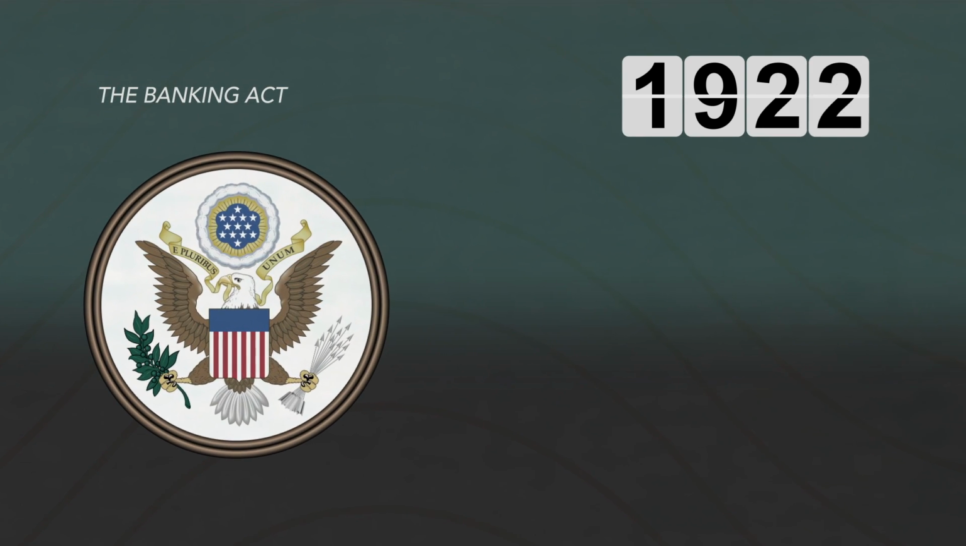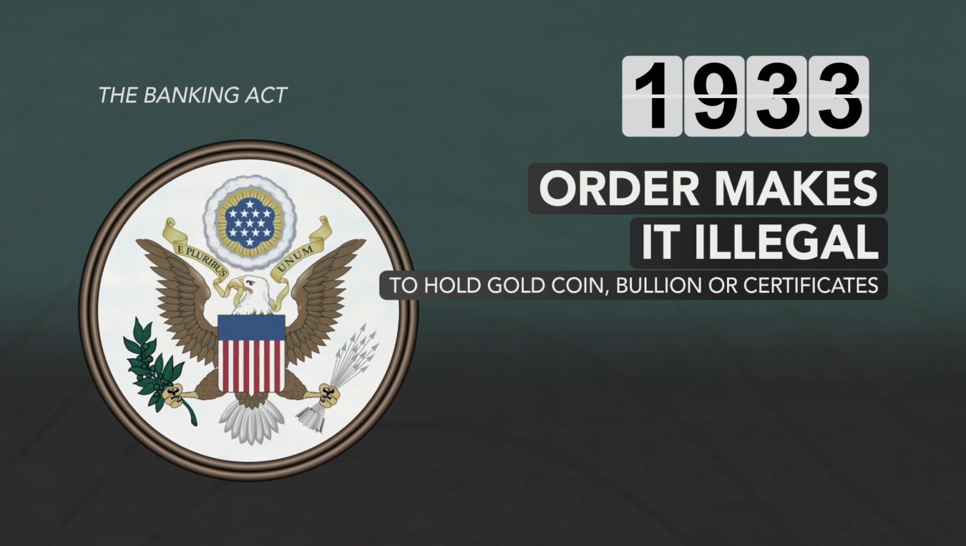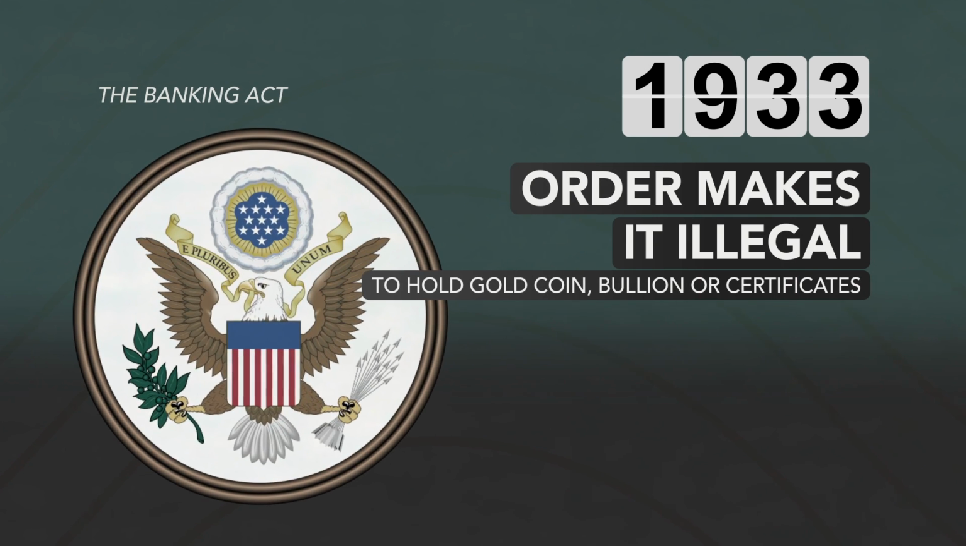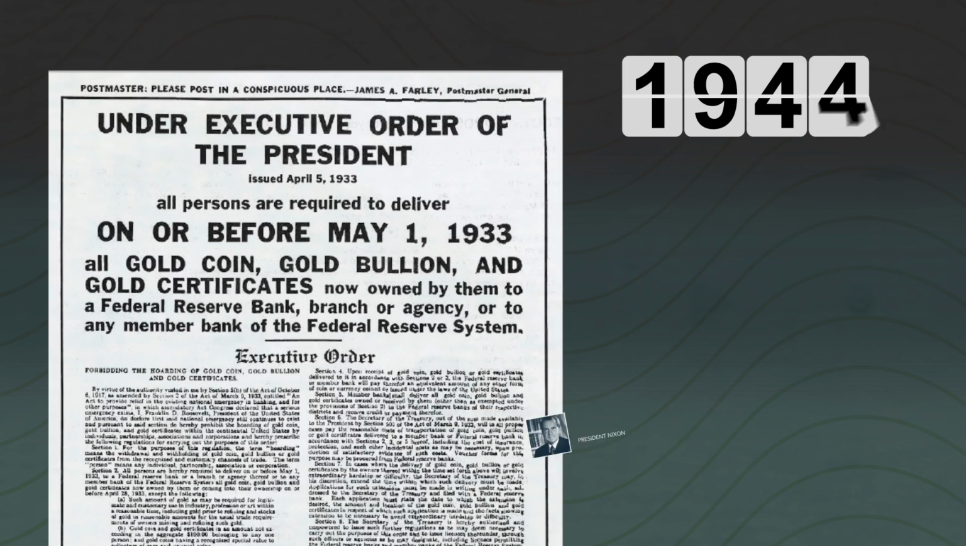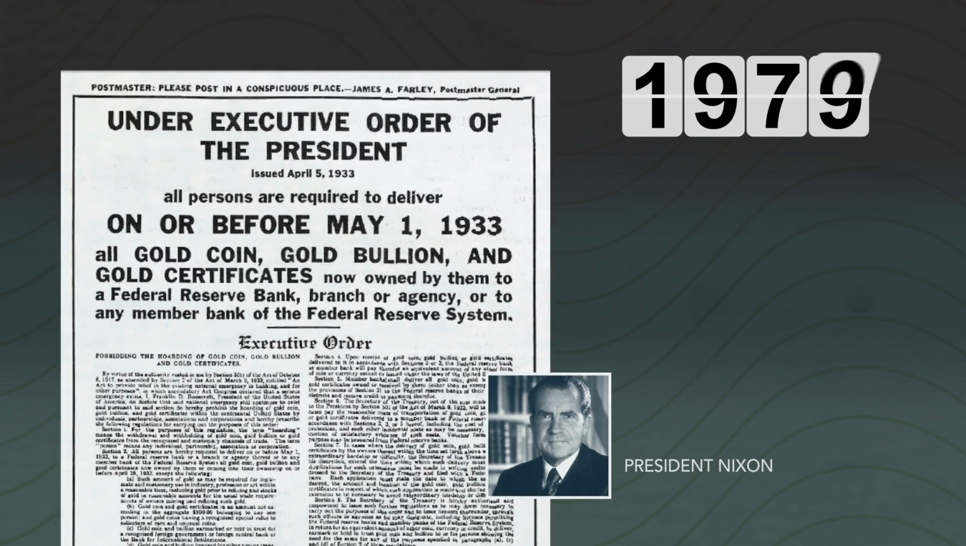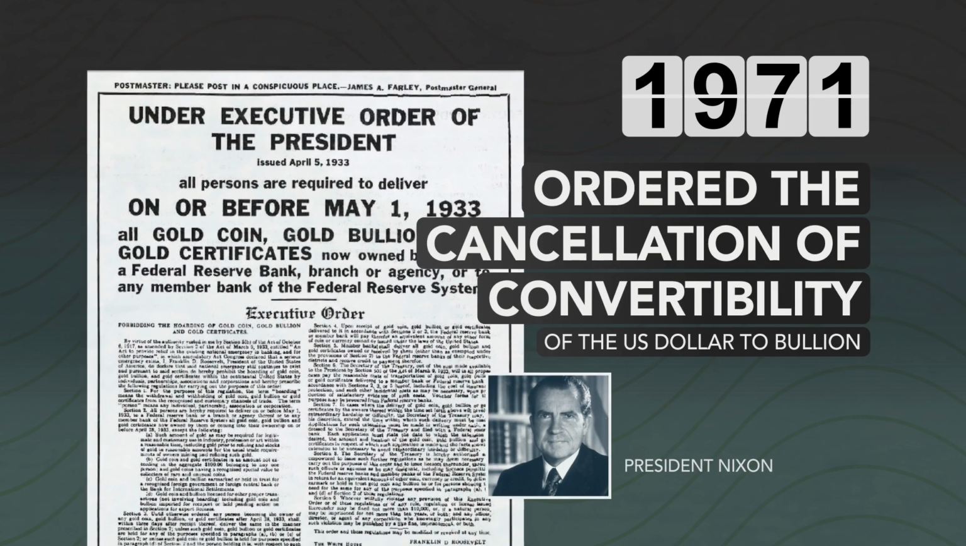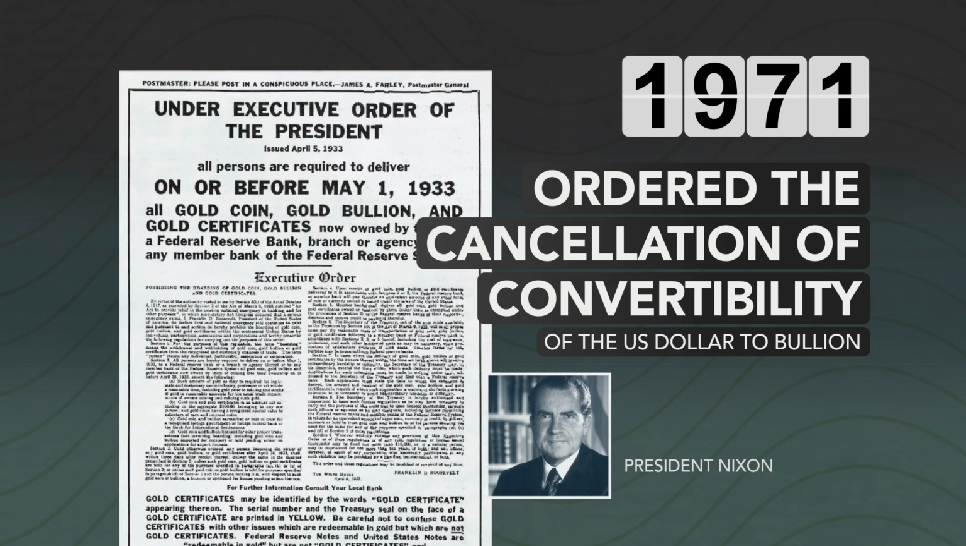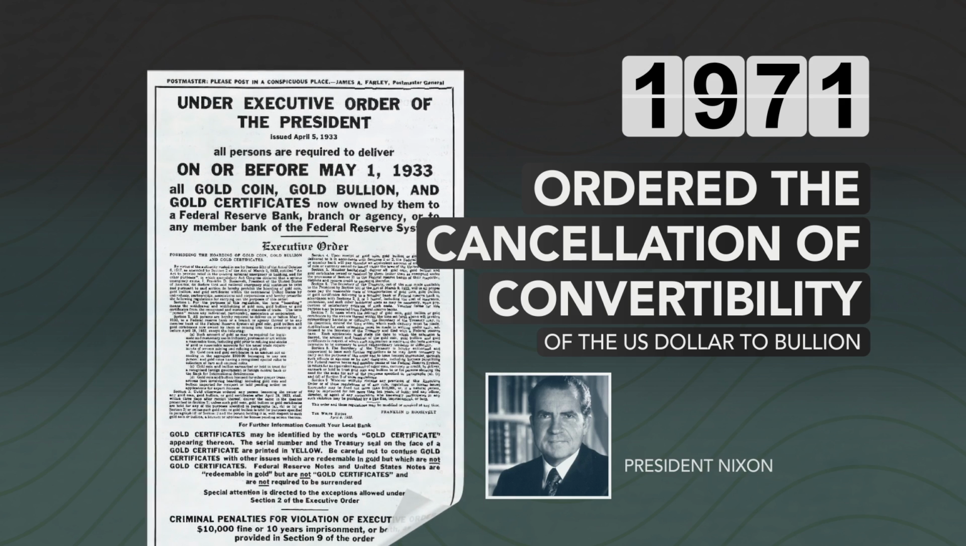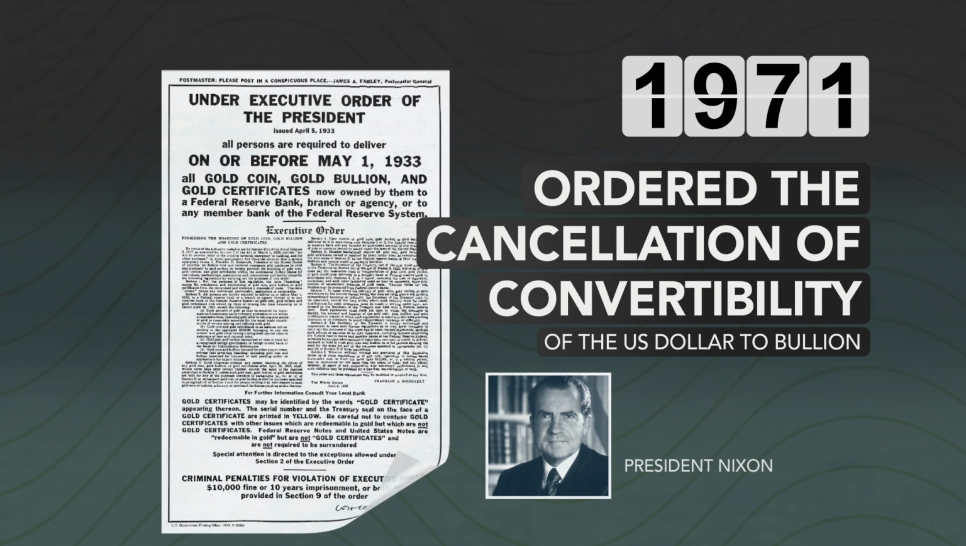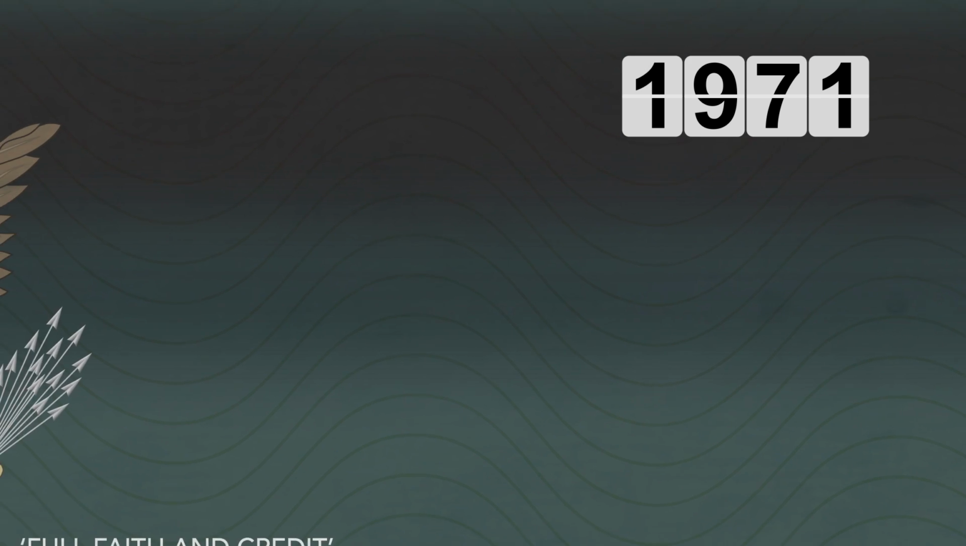The Banking Act of 1933 revoked the promise to pay the bearer on demand the face value of currency in gold, and in 1971 Richard Nixon, the then president, unilaterally decided to order the cancellation of convertibility of the US dollar to bullion.